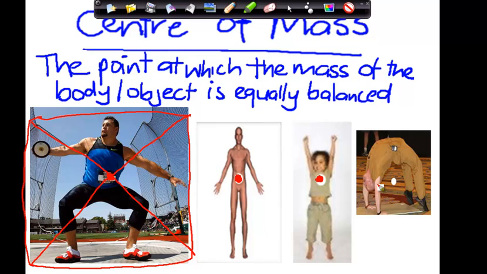And also, you can get your centre of mass found outside your body. For this example here, where this guy's doing a bridge, you can see that his centre of mass is outside his body.